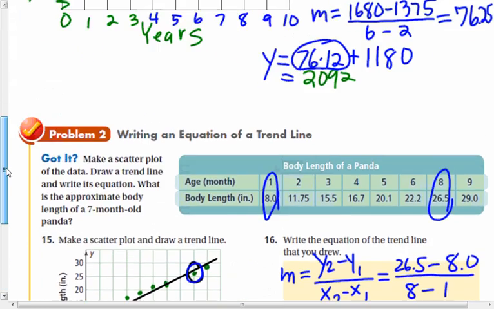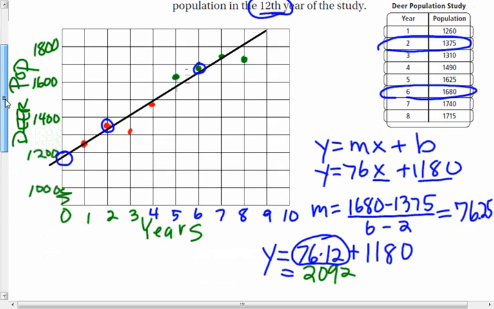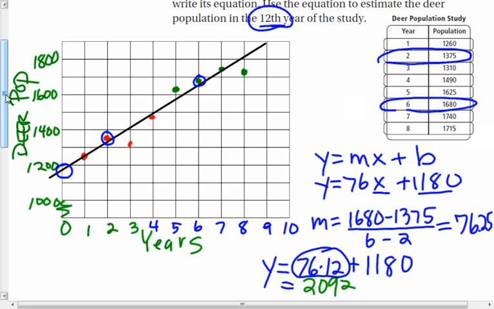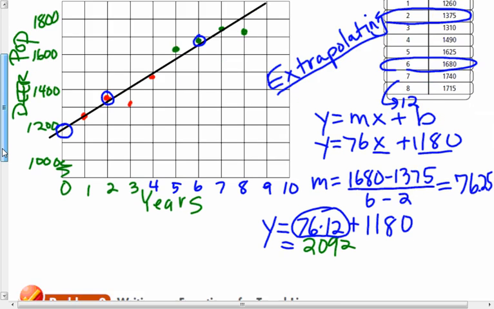Hey students, one thing I want you to notice about the way we used our equations. In this problem, we used our equation to find the deer population in year 12. Notice that 12 is outside the data. When that happens, that's called extrapolating. And it's generally considered that it might not be as accurate because you're not within the data, you're outside the data.